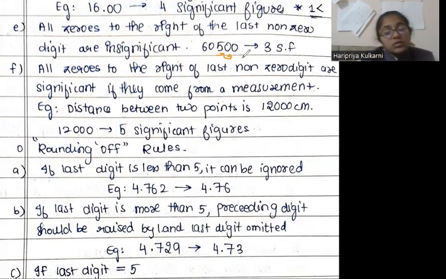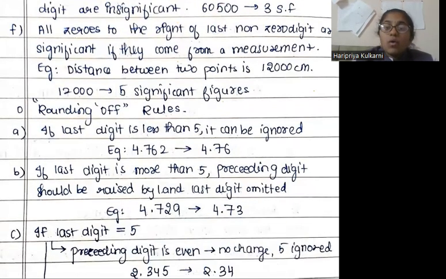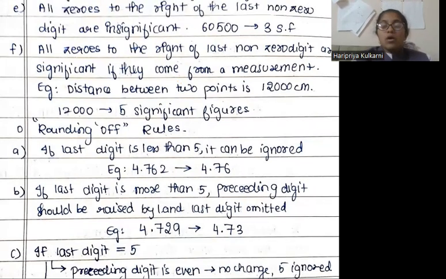To the right means this side. What are there? There are 2 zeros. So these two are not important, insignificant, right? So we have only 3 significant figures, 6, 0 and 5. And we know why this 0 is significant, because it is between two non-zero digits, right? Now, coming to all zeros to the right of the last non-zero digit are significant only if they come from a measurement. If I write centimeter or something, only then they are significant, right?